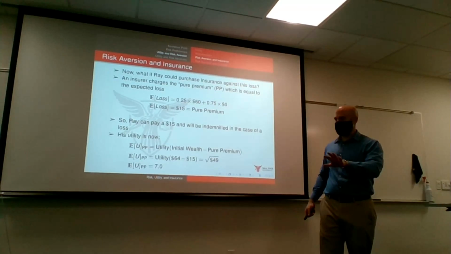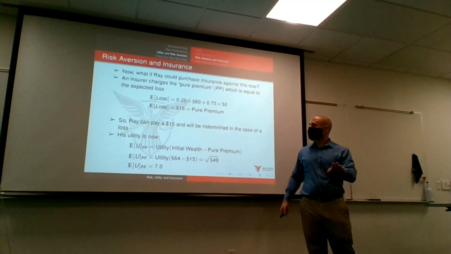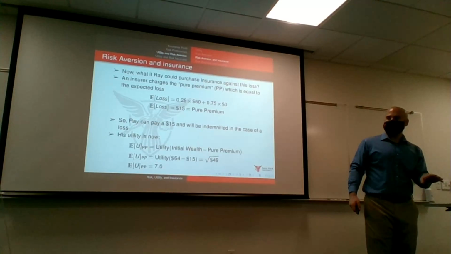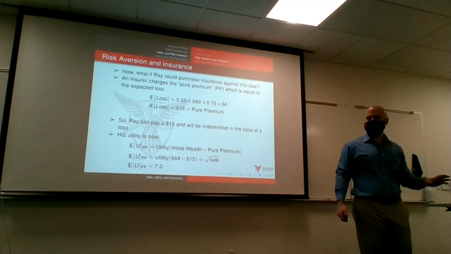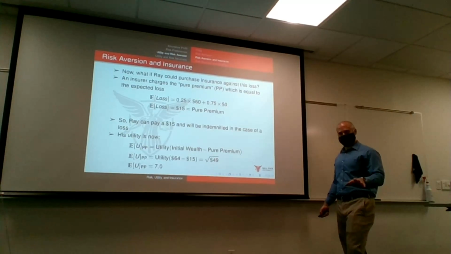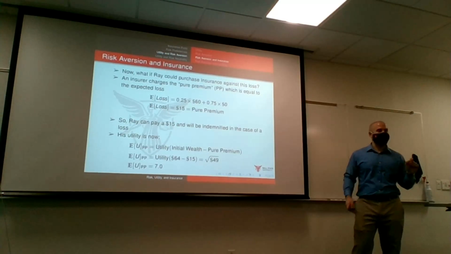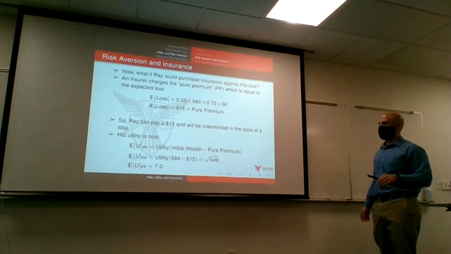So your pure premium is just the expected loss. They're going to charge him $15 to cover an average loss of $15. Ignoring any other sources of income, there's no way they can make that back up. It was a very, very nice thing to do. So he can pay $15 and will be completely indemnified. We'll assume no deductibles, no transaction costs. Boom, he gets the money right then and there.